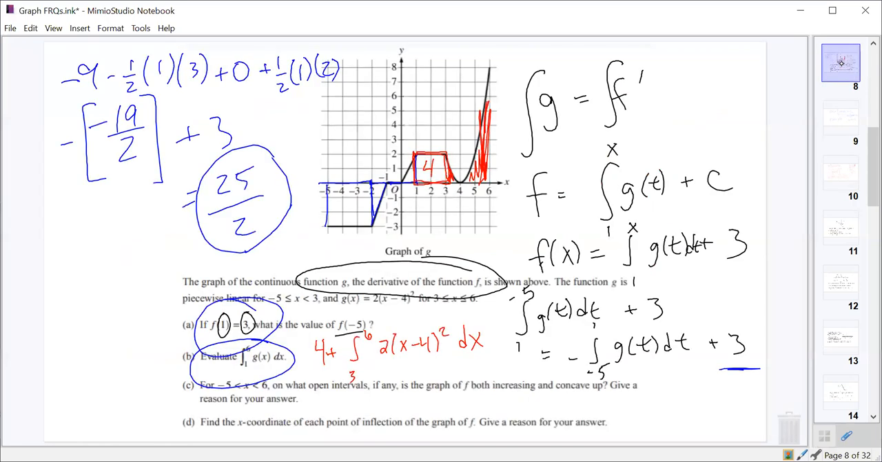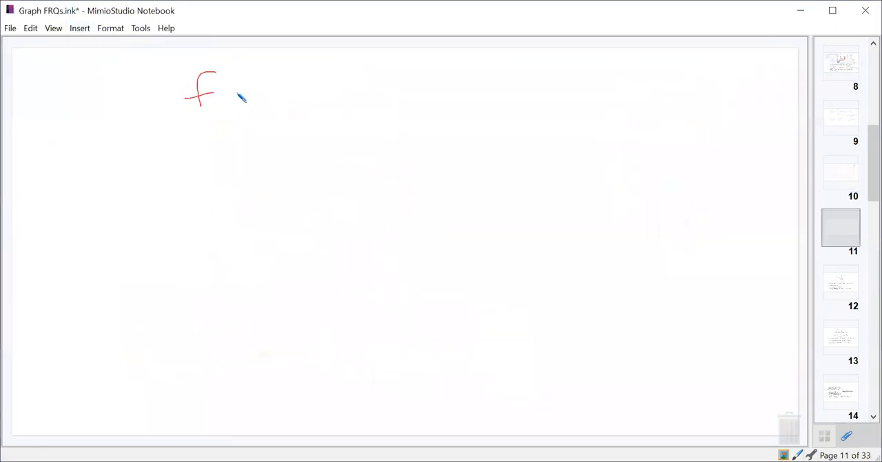All right, part C. We want to know if on the interval -5 to 6, is there any place where f is increasing and concave up? So we want f to be increasing. We want f to be concave up. What does f increasing tell you about the derivative of f? It tells you that f prime is positive. What does f being concave up tell you? f double prime is positive.